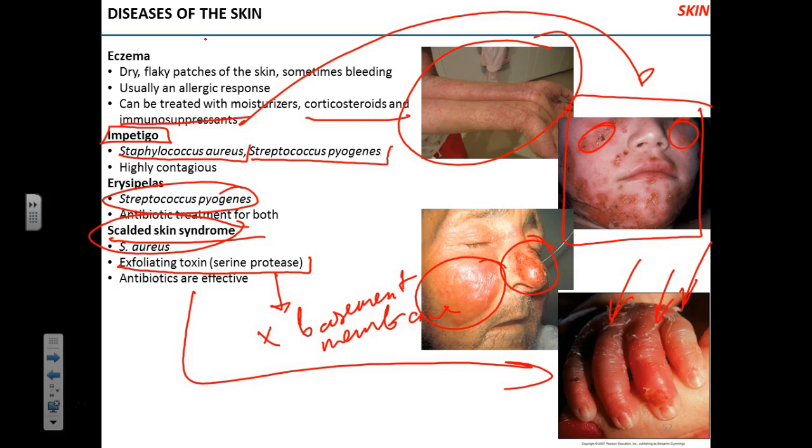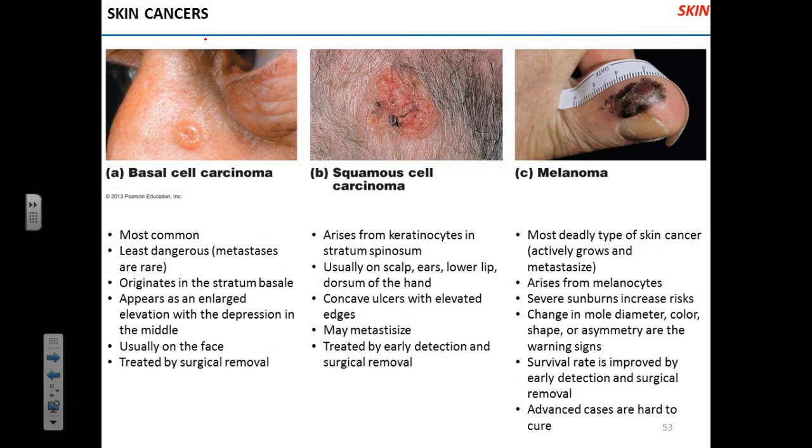Warts, virus infection caused by papillomavirus. They are not preventable. They are not curable. The only way to get rid of them is with laser. Don't do liquid nitrogen. Long, painful, ineffective.